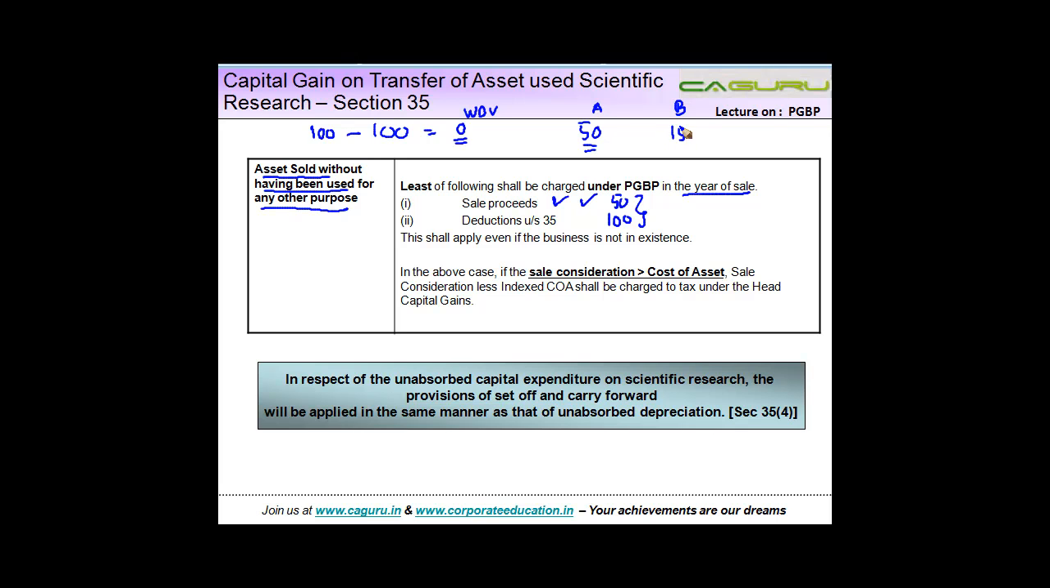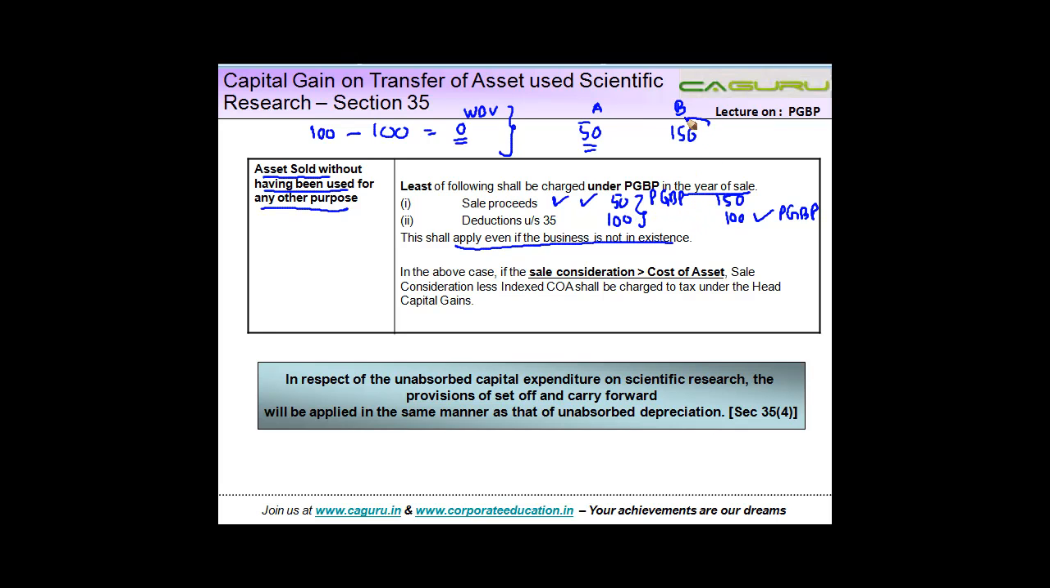In the second case, let's say the sale proceeds is 150. Then the sale proceed is 150. The deduction is 100. So this has to be charged under PGBP. Right? This shall apply even if the business is not in existence. So even if you have discontinued this business, doesn't matter. This is chargeable to tax under the head PGBP.